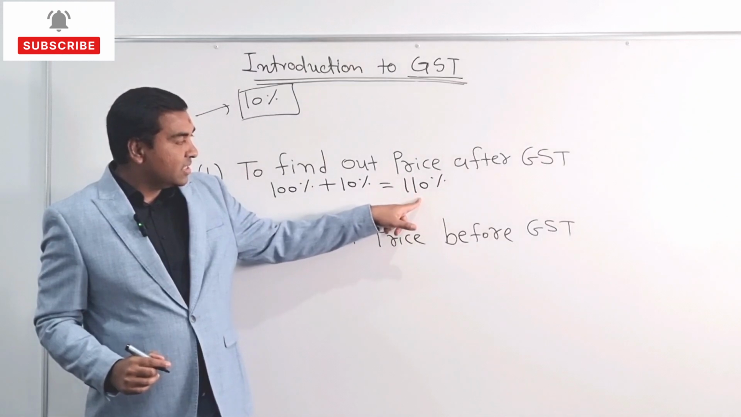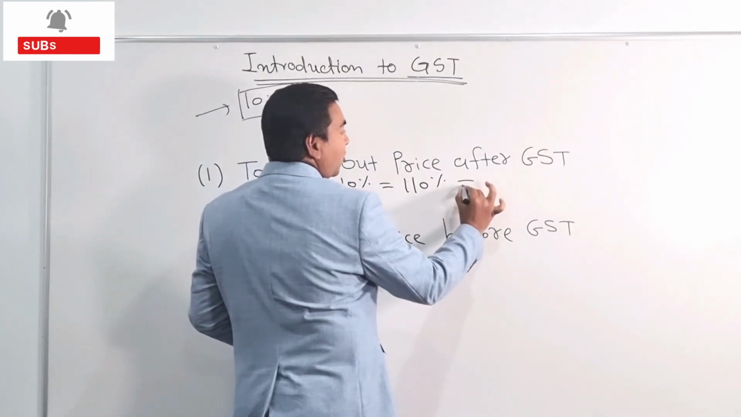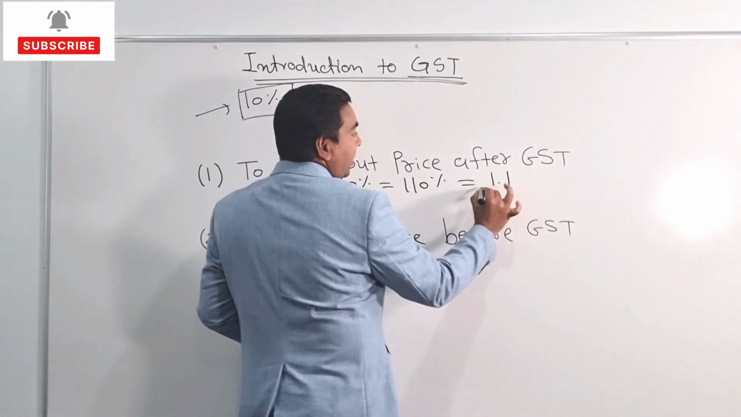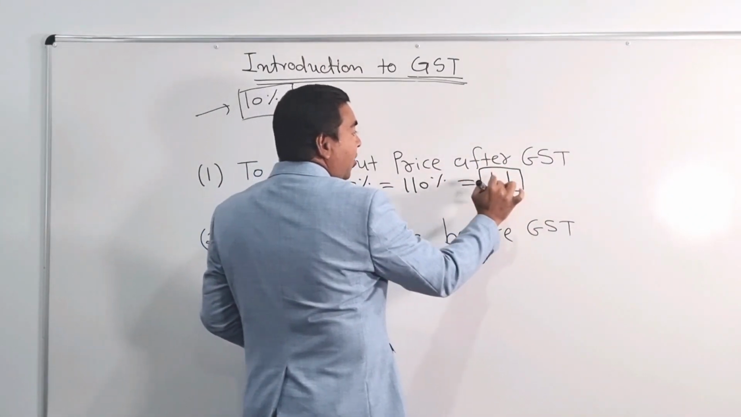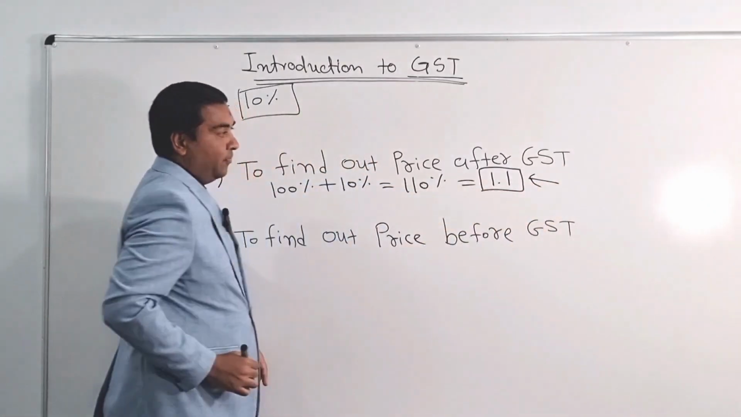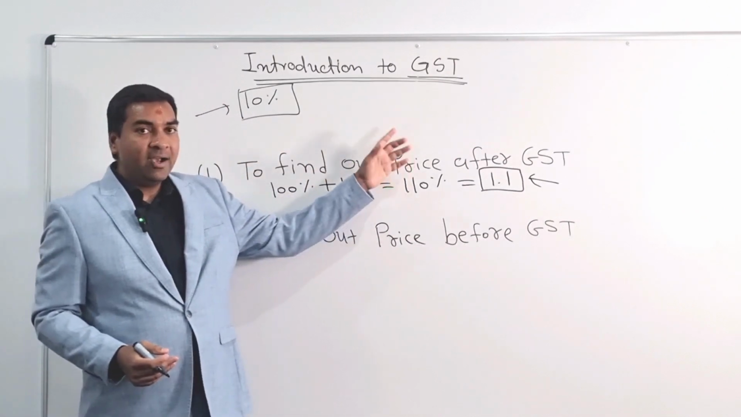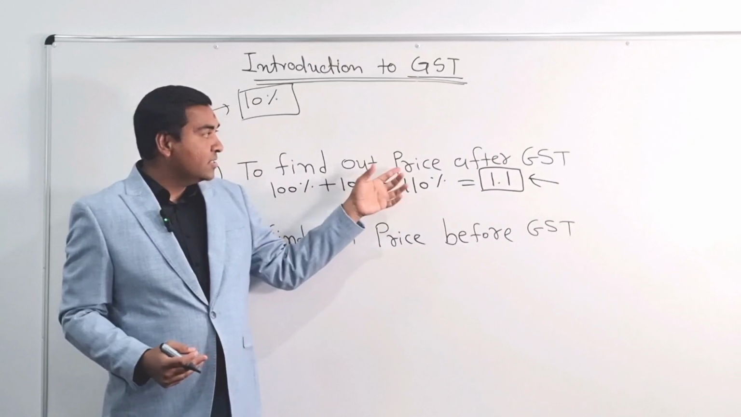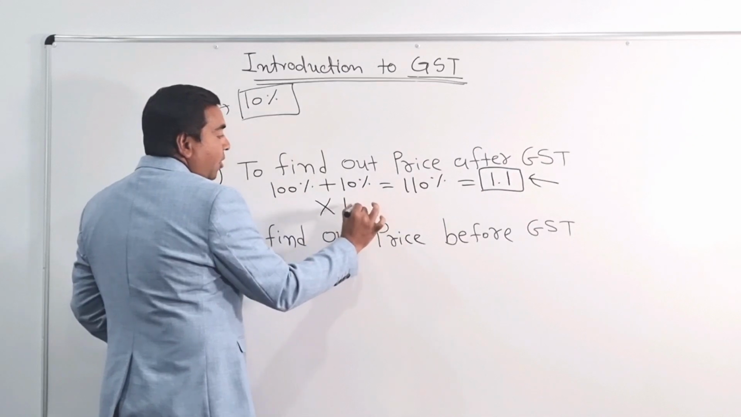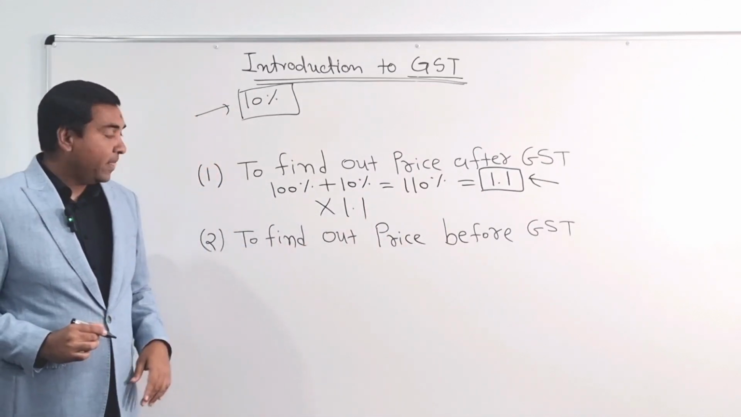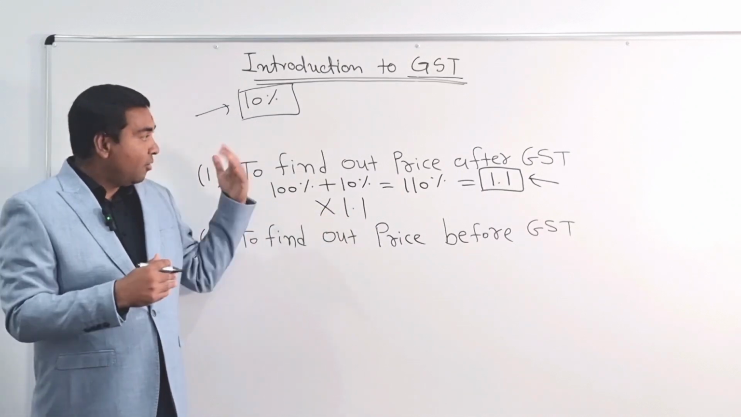Now 110%, if we change that into a decimal, divide by 100, is going to be 1.1. This 1.1 is the same as 110% in decimal. This 1.1 is a magical number. Why am I saying magical number? Because if you want to find out the price after GST, the price in which GST is included, you are going to simply multiply the original price by 1.1.